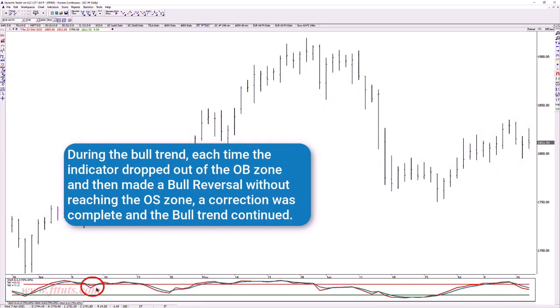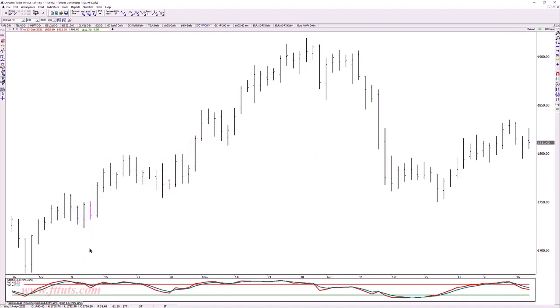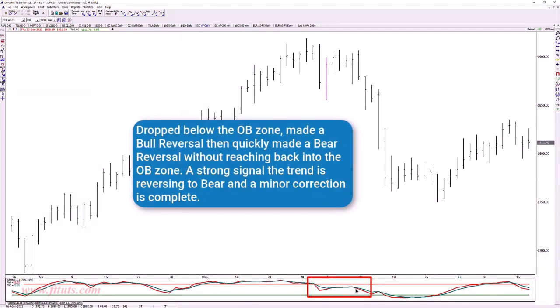it didn't necessarily have to reach the oversold, but just dropped out of the overbought zone and then made, in this case, a bull reversal, that usually indicated the end of a correction, in this case a fairly short-term correction. So that occurred right here: it was overbought, dropped out of the overbought zone, made a bull reversal. The trend continued. It was the end of a correction. Again, it went into the overbought zone, hung in there for quite some time, and dropped out of it. Then it did make a bull reversal right here and just went sideways, and for the first time then flipped back around to bearish without having gotten back into the overbought zone.